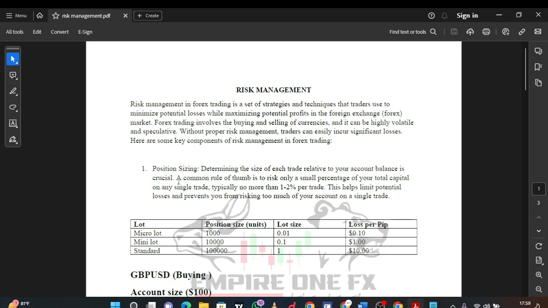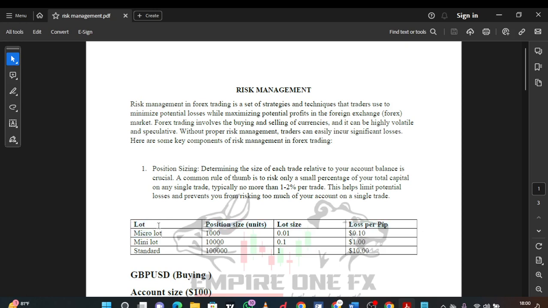A common rule of thumb is to risk only a small percentage of your total capital on a single trade, typically 1 to 2% per trade. This helps limit the potential losses and prevents you from risking too much of your account on a single trade. That means that on every trade we are losing 1 or 2% of the account. But for us, you're going to be looking at it in terms of pips, not percentages. Are we together?